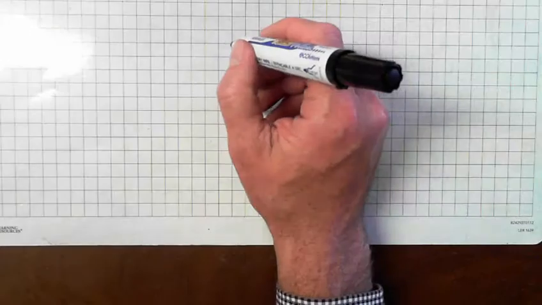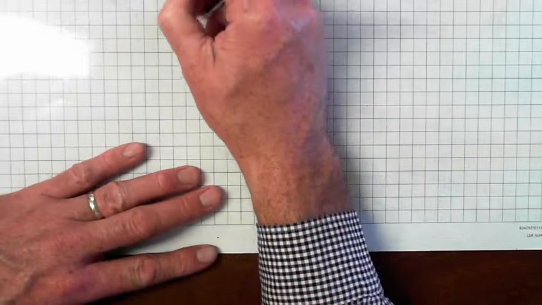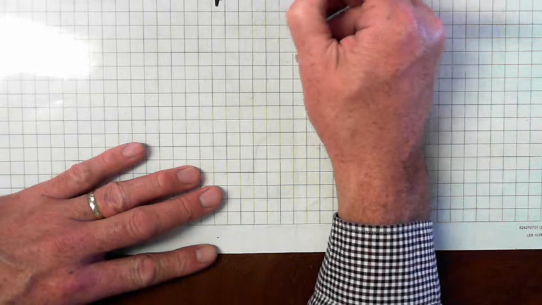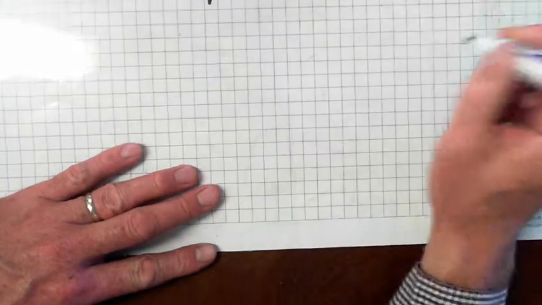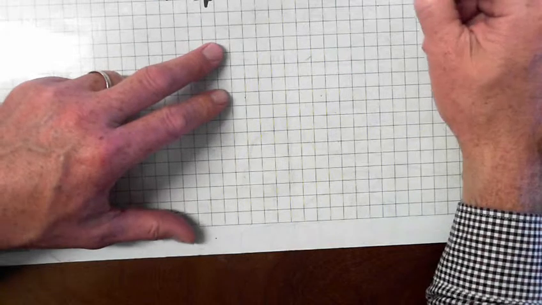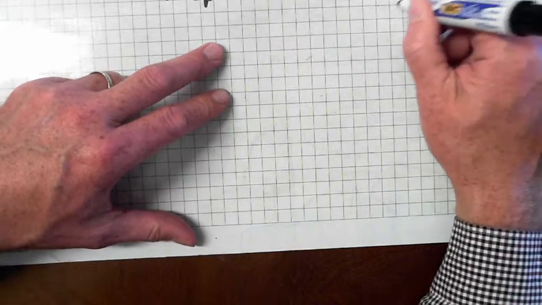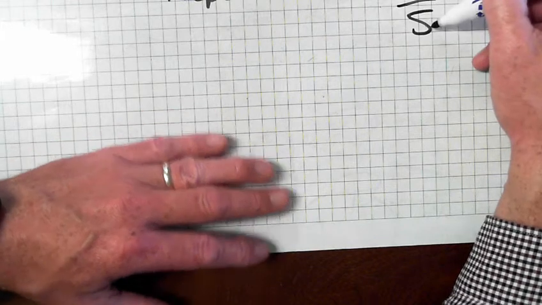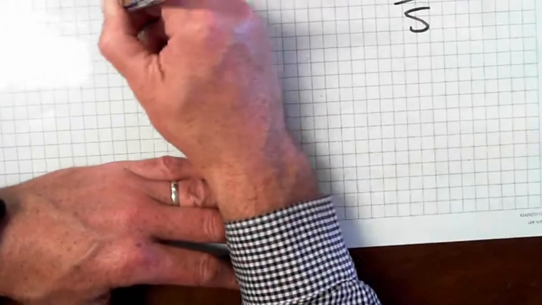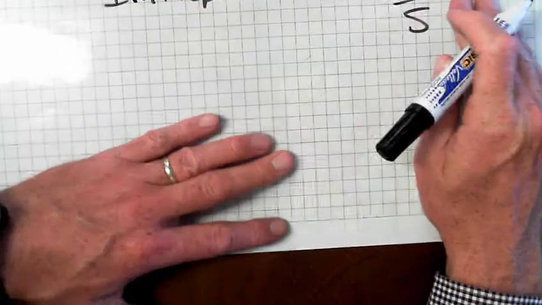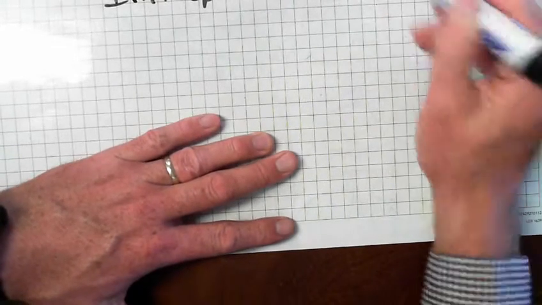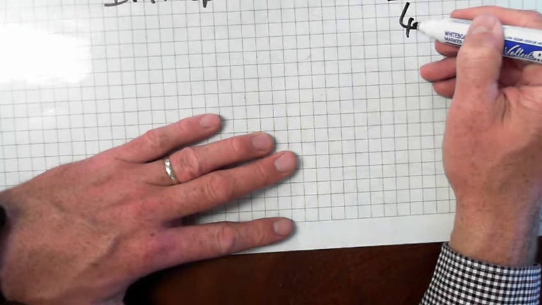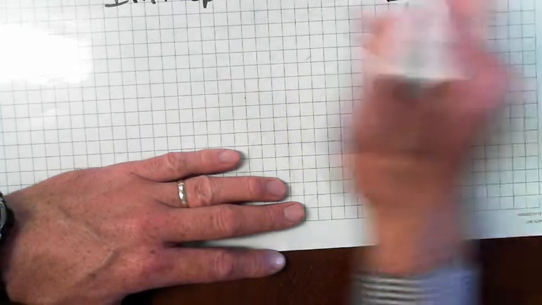Okay, what is a proper fraction? A proper fraction is one where the top number is smaller than the bottom number. What is an improper fraction? Well, the top number is bigger than the number on the bottom.